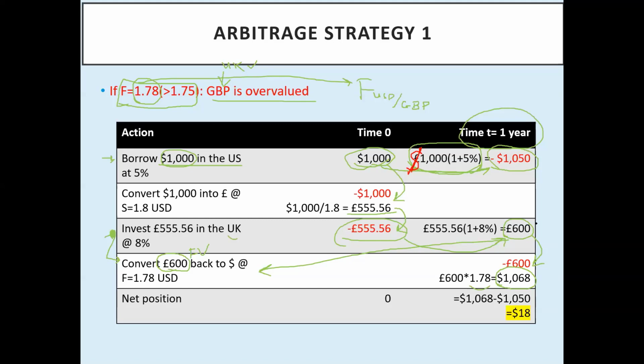So how much do I earn at the end? At the end, I got this much in US cash inflow, and at the same time, I got this much in cash outflow. As a result, my profit would be the difference between these two numbers, and that will be $18.